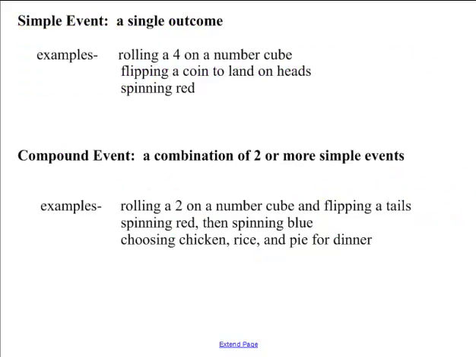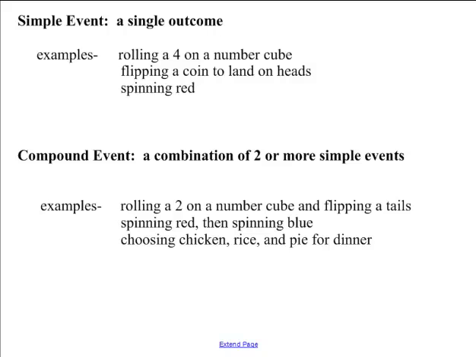So now we have 2 different kinds of events that we want to focus on. You can either have something called a simple event or a compound event. Hopefully we are all good at finding probabilities for simple events, but the compound event is a little different. A simple event is just one thing. Rolling a 4 on a number cube, that's something that I want. Flipping a coin and having it land on heads, one thing, one option. Spinning red, same thing. A compound event is a combination of 2 or more simple events.